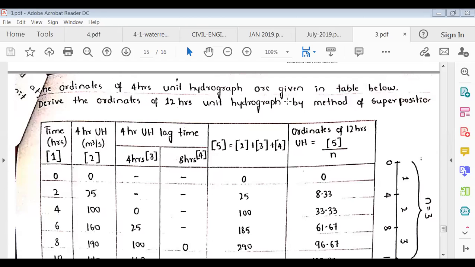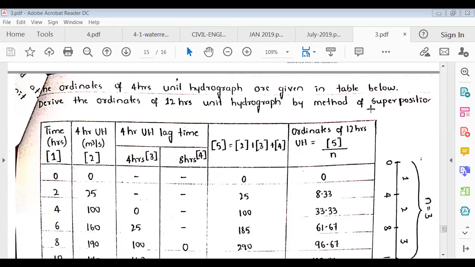Hello everyone. So let us solve the next type of problems in hydrograph. That is, the ordinates of a 4 hours unit hydrograph are given in the table below, and derive the ordinates of a 12 hours unit hydrograph by the method of superposition. So there are two methods to solve the unit hydrograph. Now, one is by S-curve method and the other is by method of superposition.